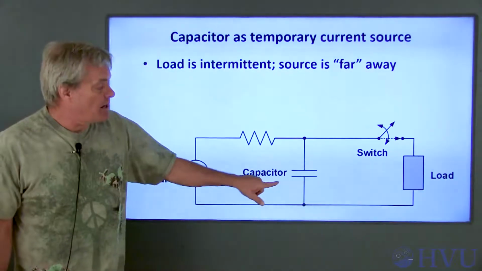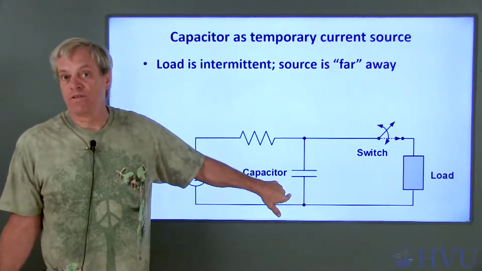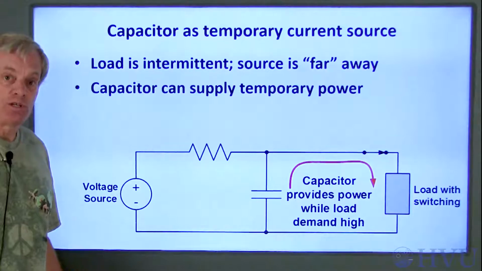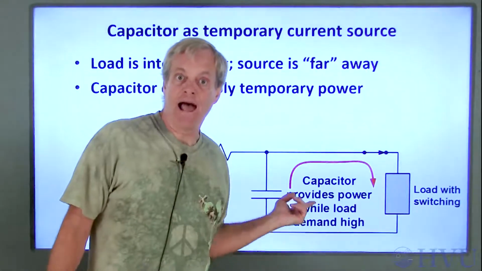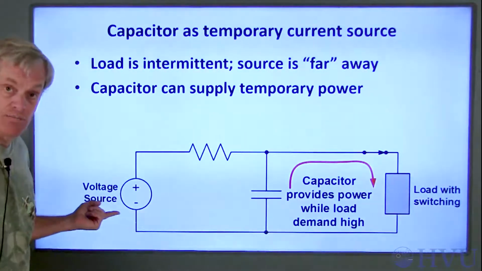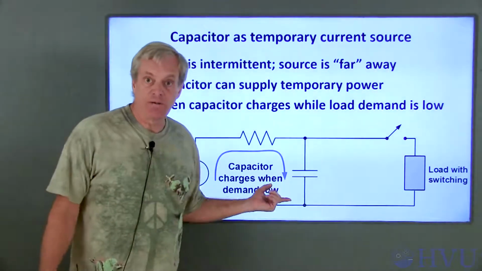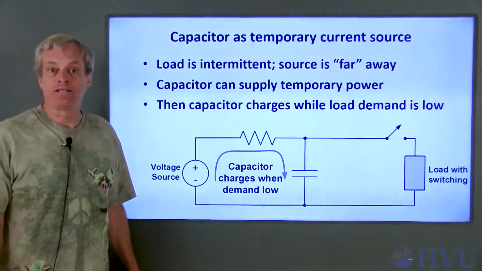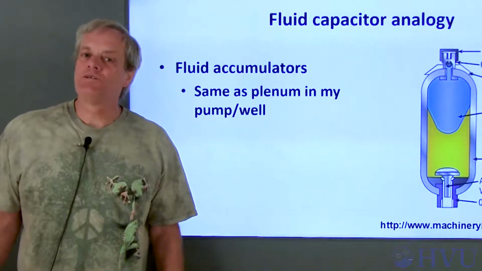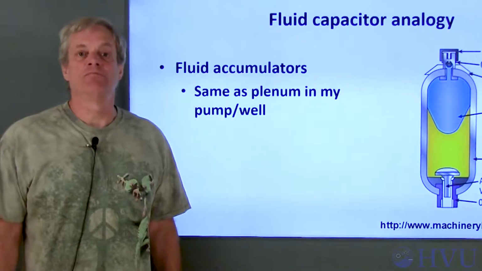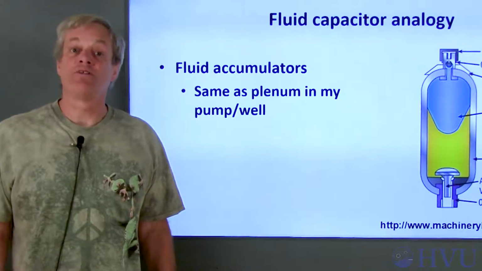We can fix the problem by adding a capacitor near the switch. Now, when the switch closes, the capacitor can provide power while the voltage source is catching up with the demand. When the switch opens again, the voltage source can recharge the capacitor so that it'll be ready for the next time the switch closes.